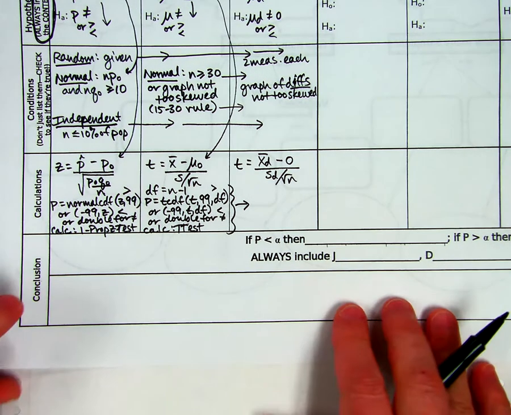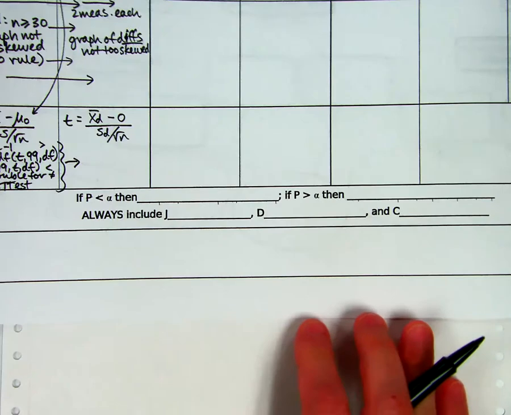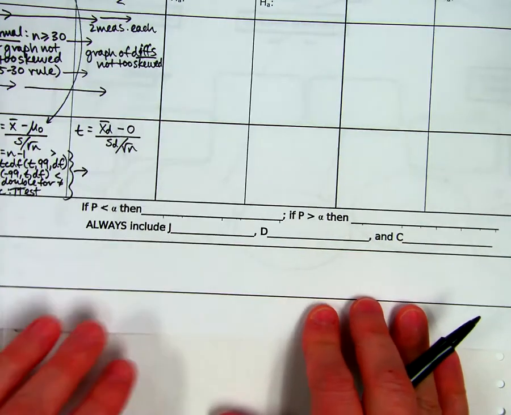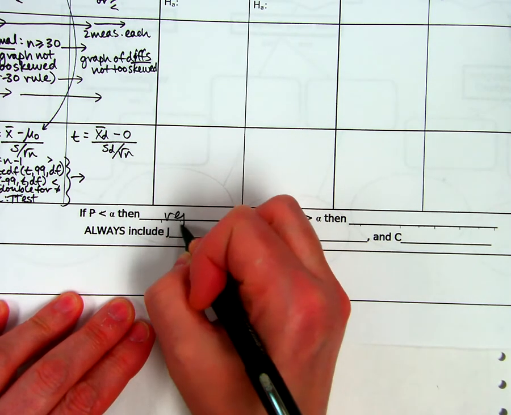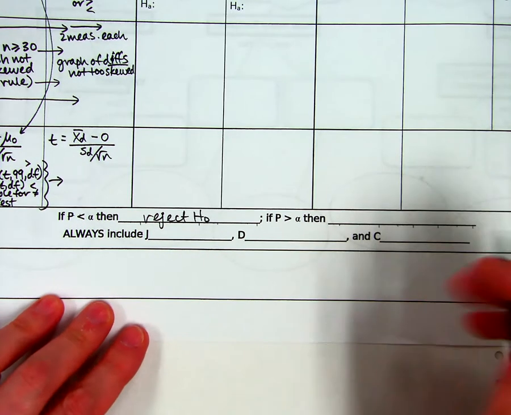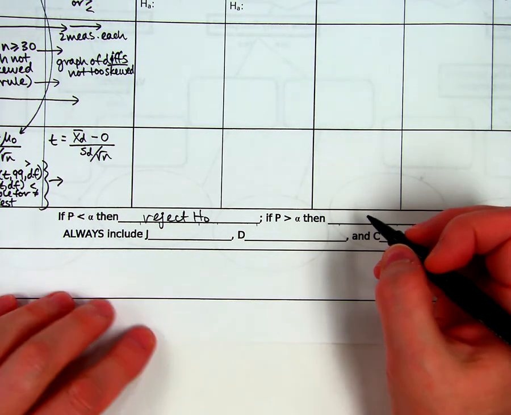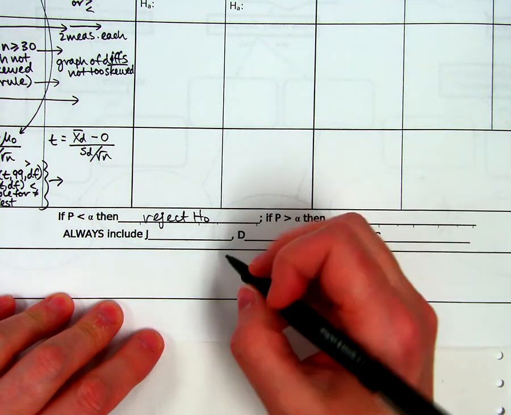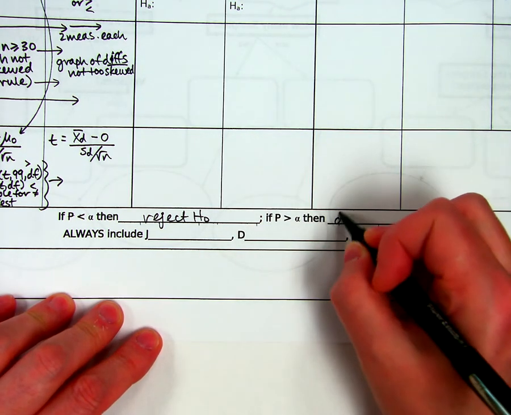And then let's go ahead and do the bottom row, which should be so familiar to you by now. I'm going to scoot over a little bit so you can see that. If p is less than alpha, then we're going to reject the null hypothesis. If p is greater than alpha, or actually, if they give you equal to, then you can write a wishy-washy answer. I just would never do that to you. But if it's greater than alpha, then you're going to say do not reject.